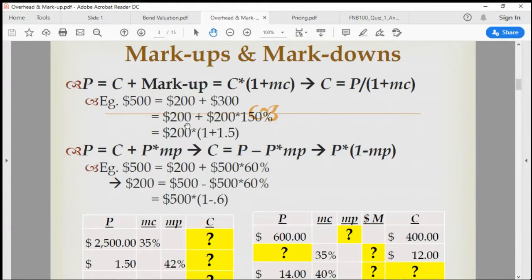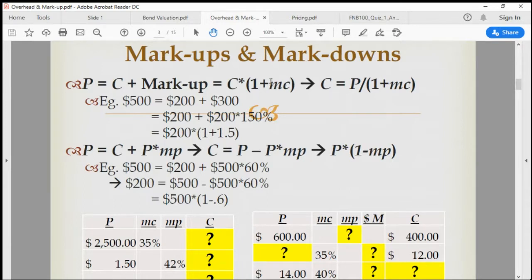And then we can factor out the common factor, because now 200 is the common factor. You factor it out, then it becomes times 1 plus 150%, right? Or if you switch this around, $200 over $300, it would be like 67%. So if we summarize it algebraically, it's going to be cost times 1 plus markup rate. M stands for markup, right?